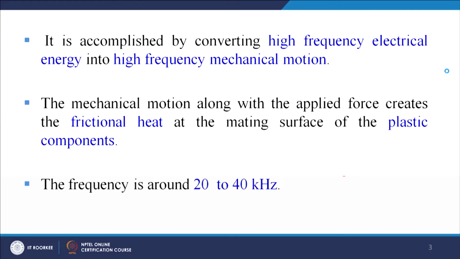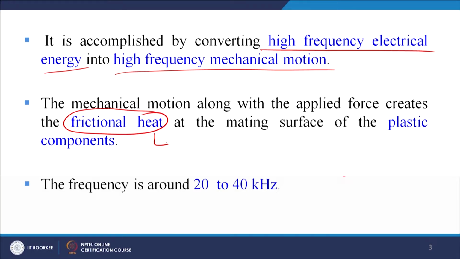It is accomplished by converting high frequency electrical energy given to the horn into high frequency mechanical motions. So the two parts rub against each other under the applied force. So the mechanical motion along with the applied force creates a frictional heat. Already I have discussed this word. So this is the most important source of heat in case of our ultrasonic welding.